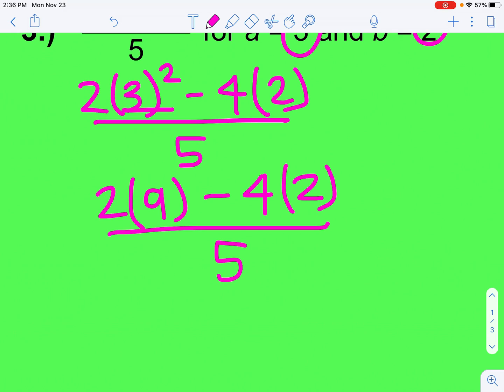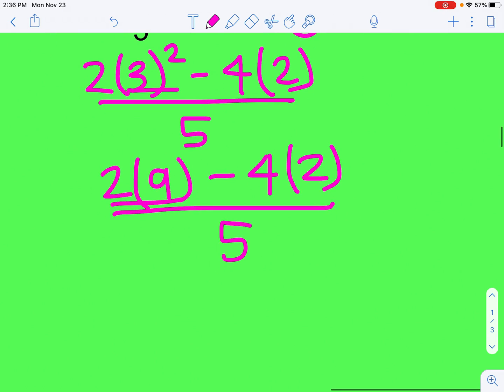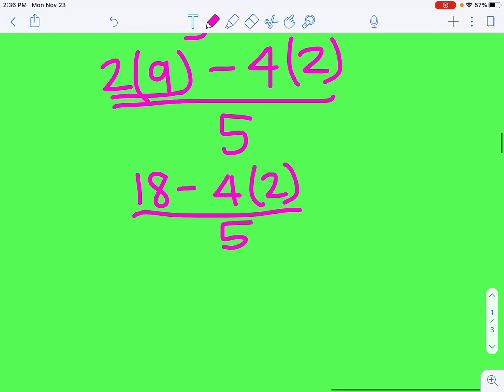Alright, now we need to multiply. 2 times 9 gives you 18 minus 4 times 2 all over 5. Now let's do 4 times 2, which is 8. So I'm taking 18 minus 8 over 5.